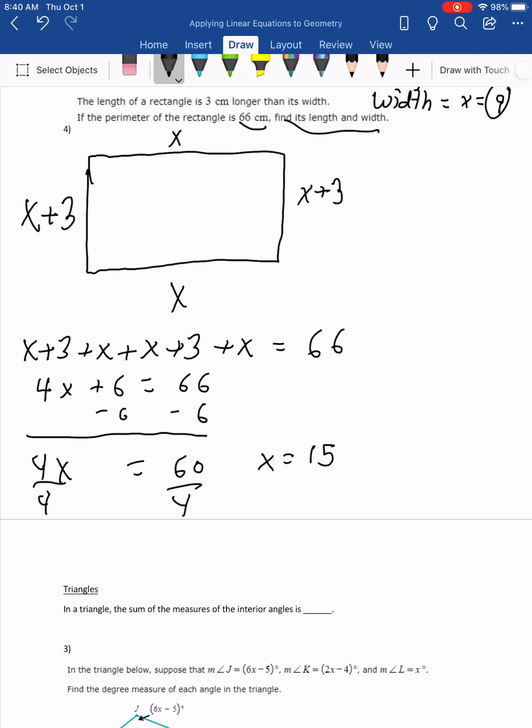Okay, so again, we want the length and width. We don't want x. So the length here is x plus 3, which would be 18. And the width is just x, which would be 15.